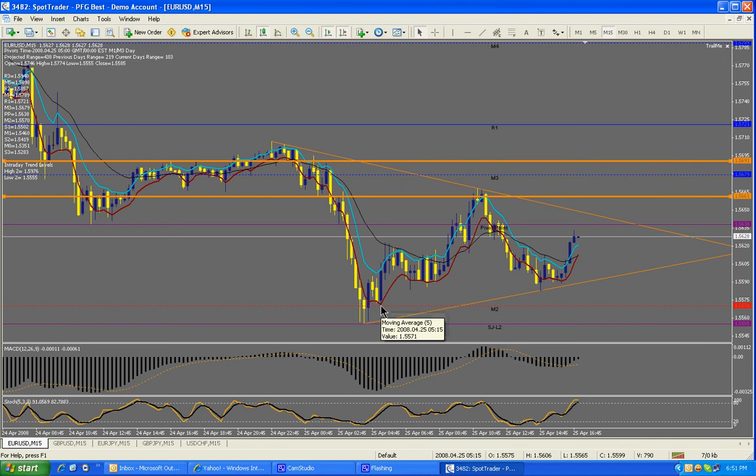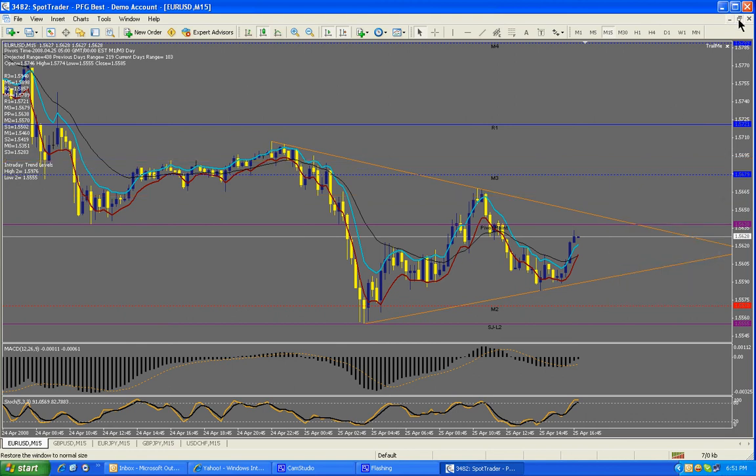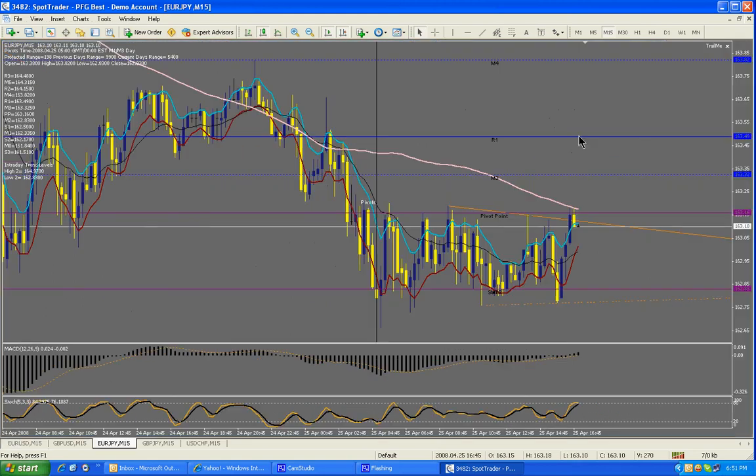So here is really where the technical exit should have been at this point. However, I always refer to my conservative nature. I'm a 30 pip guy typically. So that is the trade for the Euro USD. We will look at the next pair.